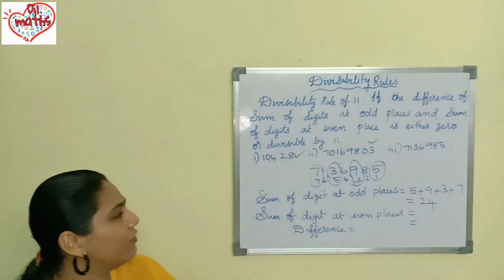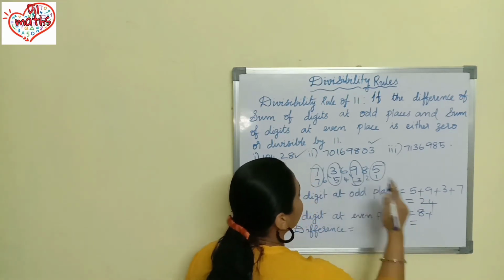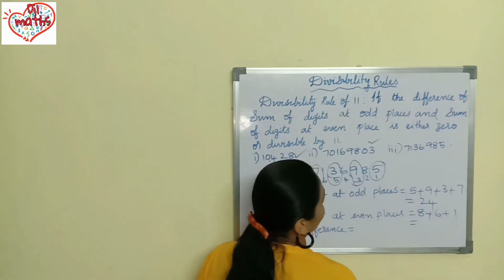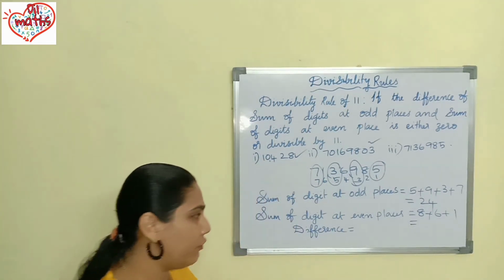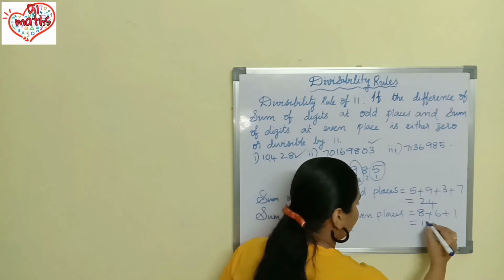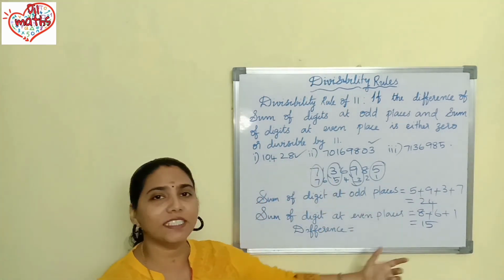the sum of digits at even places. So the remaining ones, which are left: 8 plus 6 plus 1. Okay. So 8 plus 6 is 14. 14 plus 1 is 15. Okay. We got 15. Now we have the sum of digits at odd places and the sum of digits at even places.